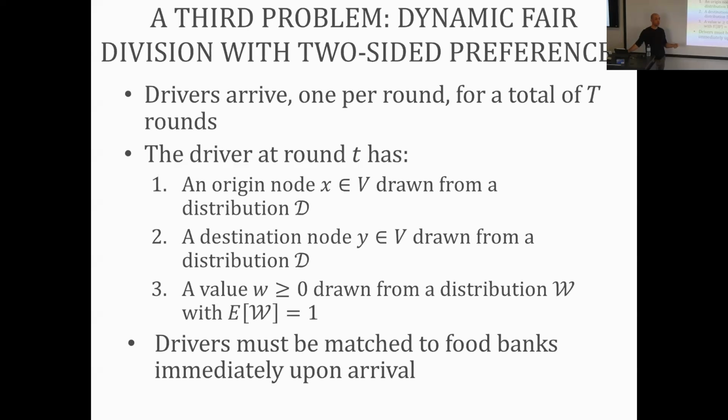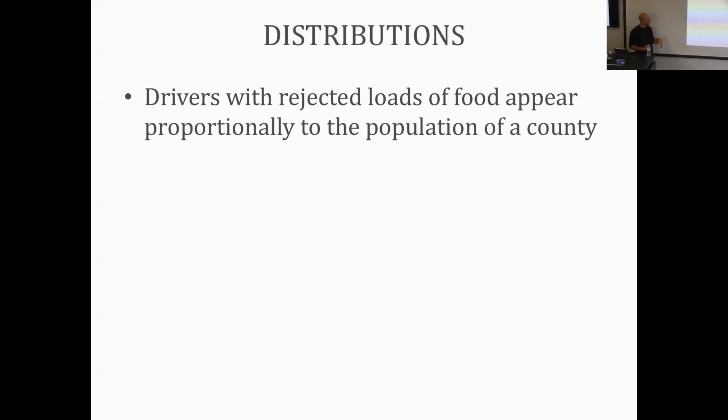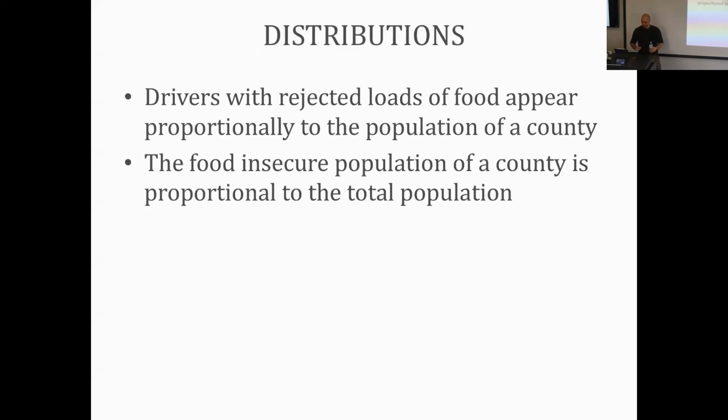W is the weight of the food you're carrying. Not every truck driver has the same amount of food, right? And I still assume that's stochastic. So regarding D, the assumption here is that in reality you would expect drivers to show up in a county proportional to its population. That's how commerce works: there's more commerce in places with more people. But the guarantees that I'd like to give, with fairness, will have to do with the total insecure population. As it turns out, these two are related, but we'll see.